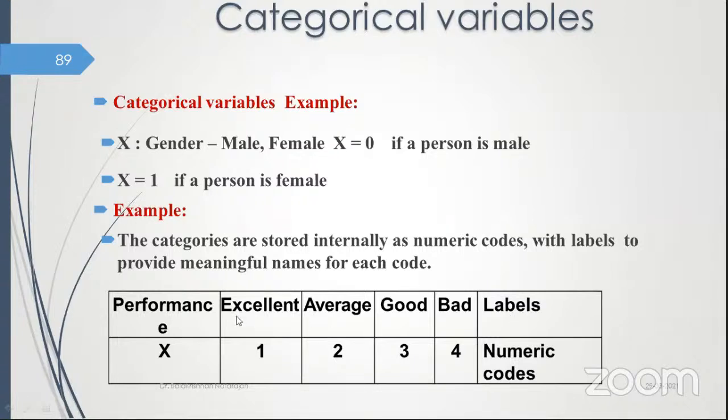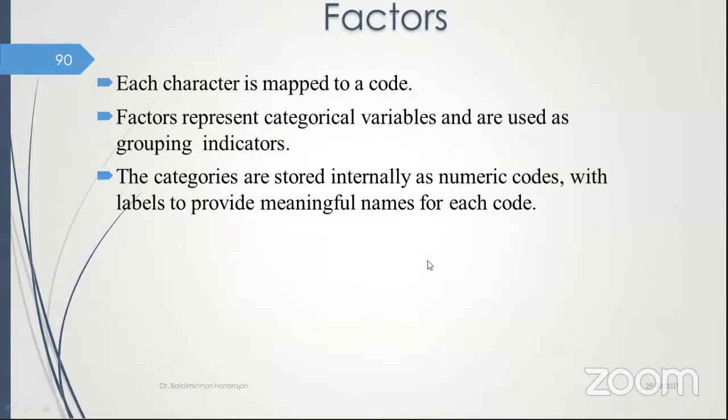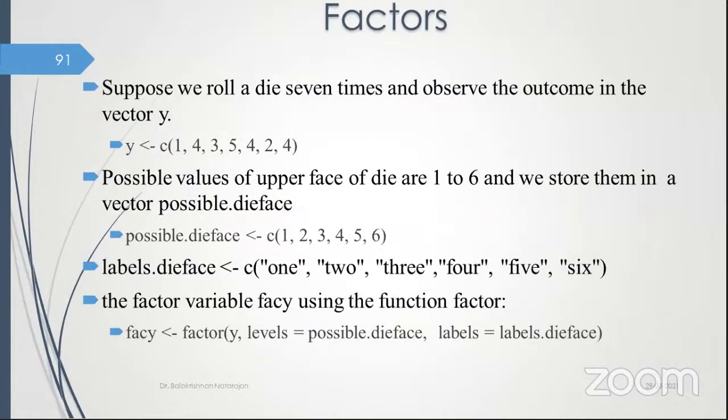If you mark it as excellent, it will be referred to as one. So internally these variables will be coded as 1, 2, 3, 4 like that. Factors represent categories, by which you can group, and the indication is done by numeric codes. And this might be the example given here.